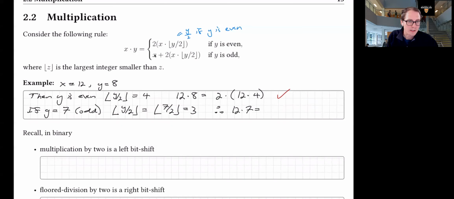writing it here, 12 plus 2 multiplying x, which is 12, multiplying the floor of y over 2, which is 3. And so if you look, this is 12 times 7 because you get 2 times 12 times 3, which is 12 times 6, plus another 12. That's 7 12s, which is the right result.